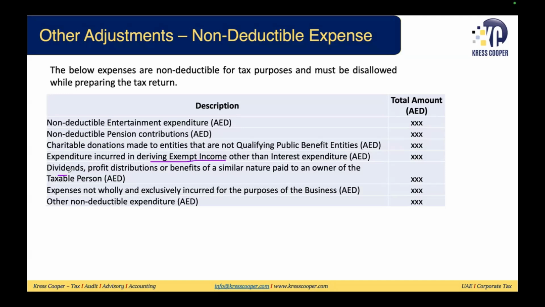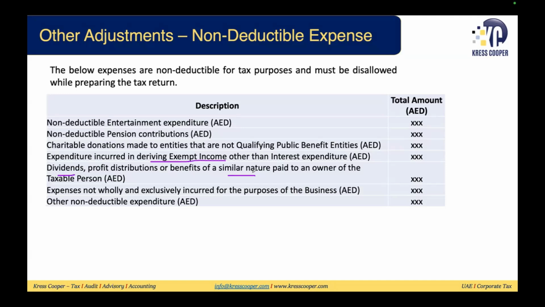Then dividend, we all know this, a profit distribution of similar nature paid to an owner might be this dividend. As I mentioned, if you are getting a dividend from a resident juridical person, this dividend is not subject to tax without any condition. If you are getting it from a foreign juridical person, this is exempt subject to certain conditions. We'll look into this. Then expenses not incurred exclusively for business purposes, you cannot claim those expenses. Any other non-deductible expenditure they will not allow. Basically this is the adjustment of expenses to arrive at the taxable profit.